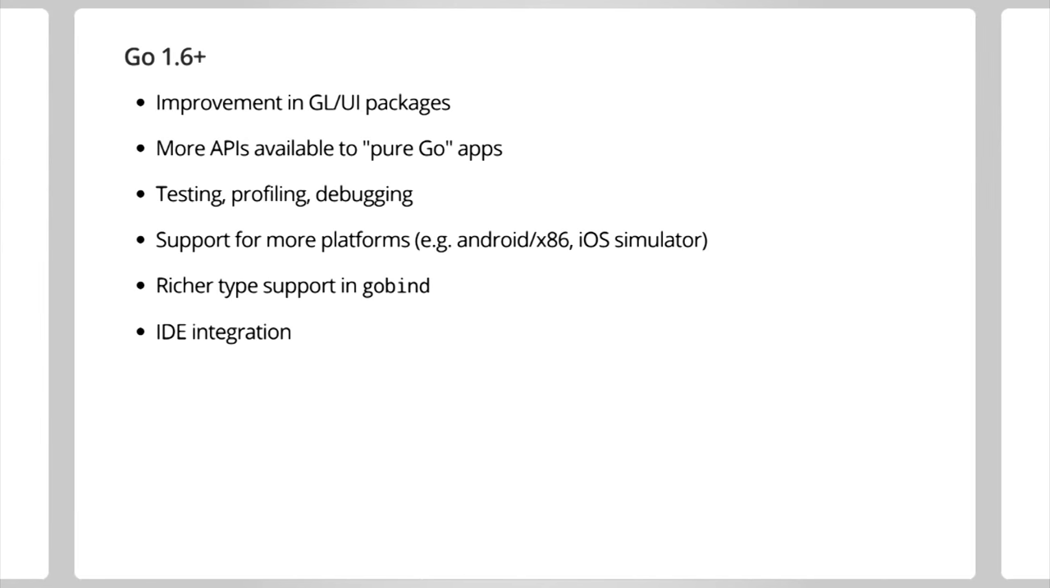So after Go 1.5, what do we want to do? Actually, this is basically my to-do list. It's not listed in any particular order, and it's not an exhaustive list. We want to improve our graphics library packages, and also work on the UI packages. David Crawshaw, Nigel Tao from the Google Sydney office, and open source contributors are working on this. Your opinions and contributions are very welcome. And we want to provide more APIs for pure Go app development, testing, profiling, and debugging. Now we have basic features working, so we need to test, profile, and debug. We also plan to support more platforms, and richer type support for gobind and IDE integration.